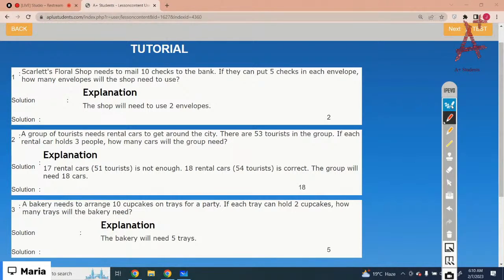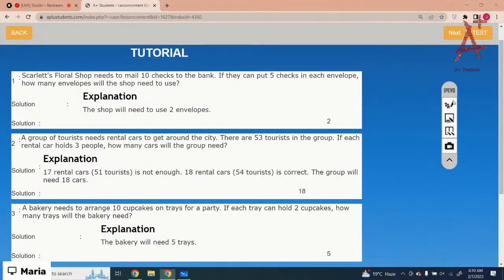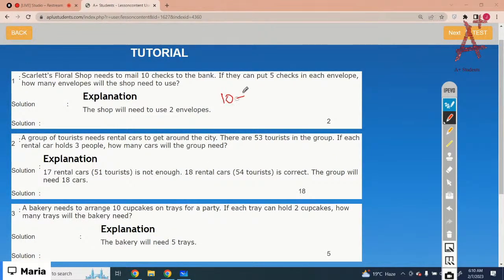So you have to divide 10 by 5. Basically you have to do 10 divided by 5. So 5 times what number is 10?